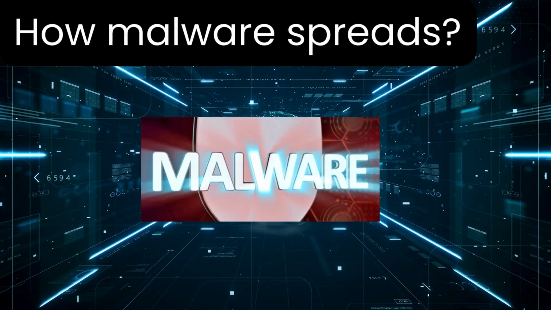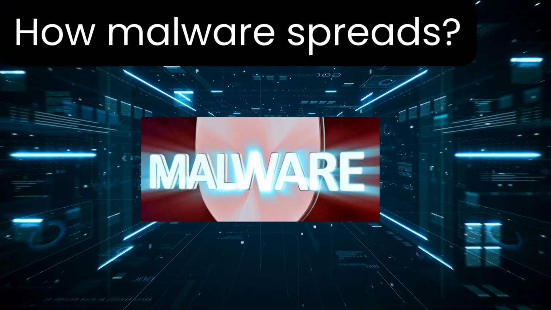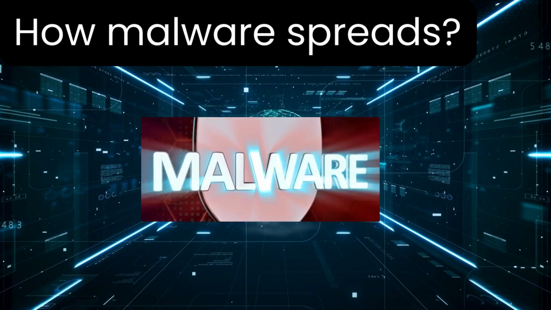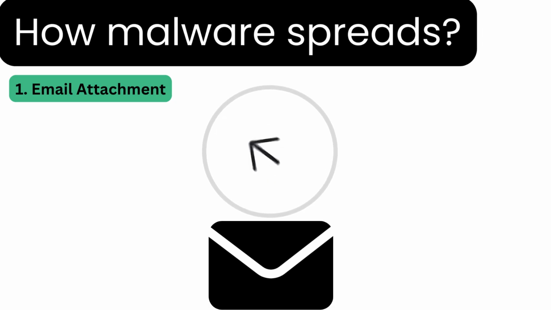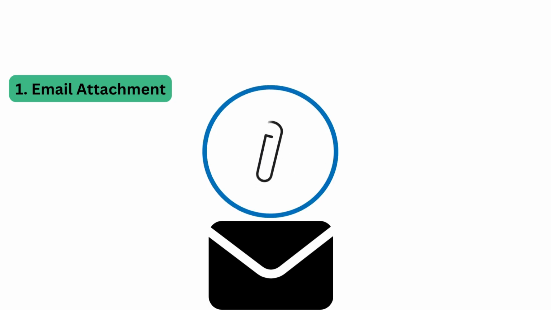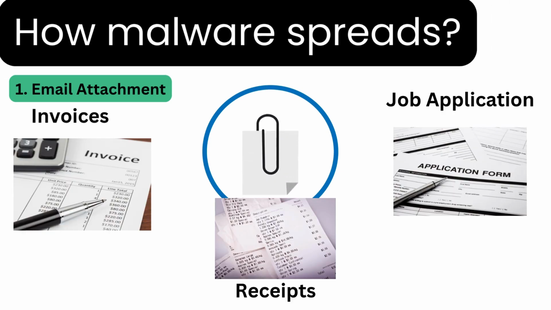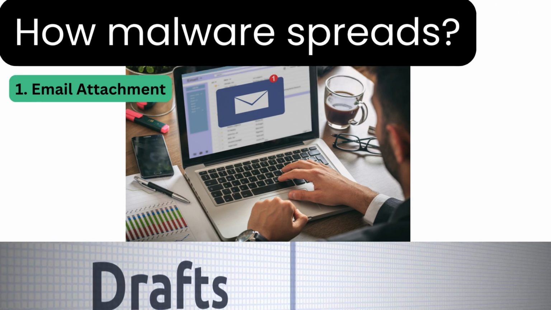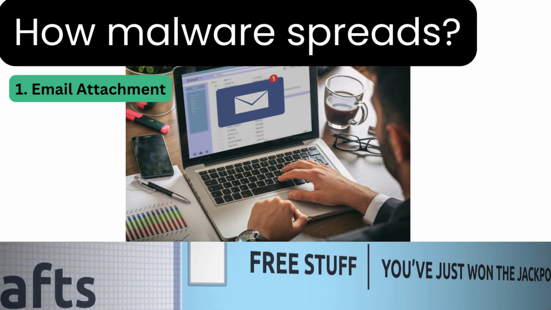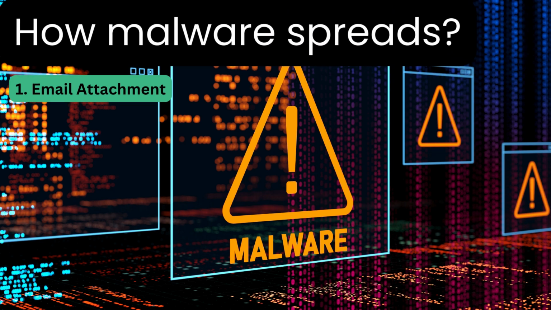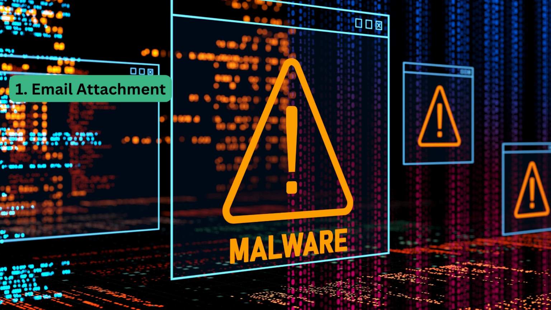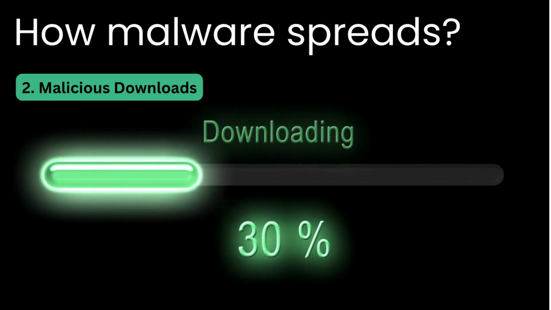Malware is like an uninvited guest that sneaks into your home when you least expect it. But how does it find its way into your systems? First up, email attachments. These are often disguised as important documents, think invoices, receipts, or job applications. But beware. Once you open that attachment or click on a seemingly harmless link, you may be unknowingly unleashing malware onto your device.